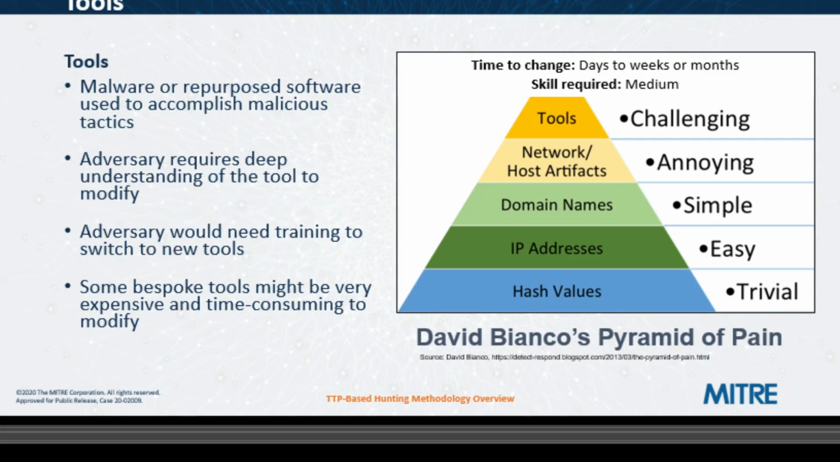Near the top of the pyramid of pain is the level of tools. In order to change what tool an adversary is using, they will probably either need to develop their own, which will require a decent amount of skill, or they will need to conduct new training in order to understand how to use the new tool. And those things are much more expensive for the adversary to modify than the lower levels of the pyramid of pain. So looking for tools is a more robust approach than looking for hash values or IP addresses.